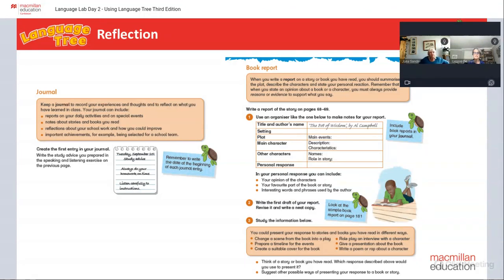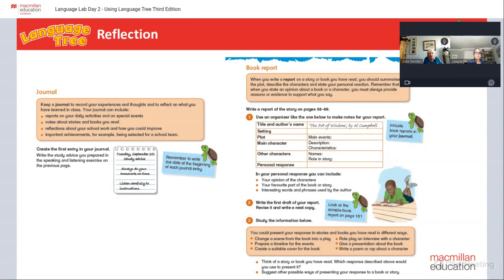The other reflective exercise is a detailed book report, and this I understand is part of the CPA. If you're doing that, those students have to produce a book report, and this is quite detailed from grade 5 onwards. You'll notice there's a little turtle on the right hand side saying include book reports in your journal, so that's something the students can put in their journal. And then there are guidelines and a little table for people to fill in to make notes for the report. And at the bottom of the page there are lots of suggestions for how they could present their book report.